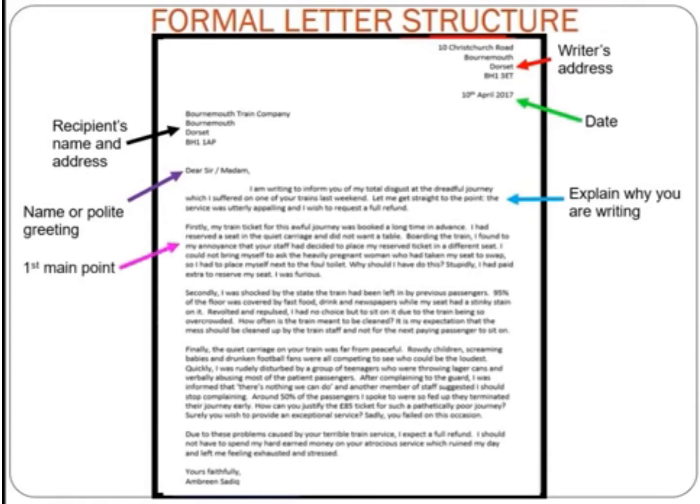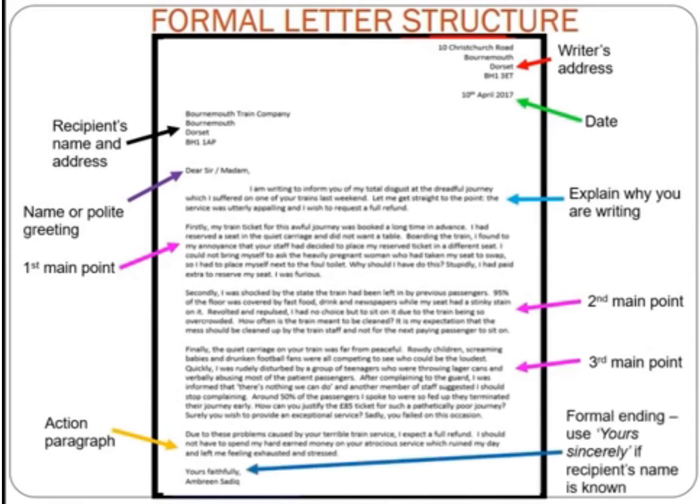Then I did 4 or 5 sentences on my first main point, which was that I booked a train ticket in a particular seat and they didn't give me the right one. Then again, I'm going to do 4 or 5 sentences on my second main point, which is that the train was really messy. Then again, 4 or 5 sentences on my third main point, that the train was meant to be quiet, but it was really, really loud. And then in my action paragraph, I'm saying that I want a full refund. That's what I want to happen from this letter. Then because I did Dear Sir or Madam, I put yours faithfully, and then I did my name. Really, really simple.